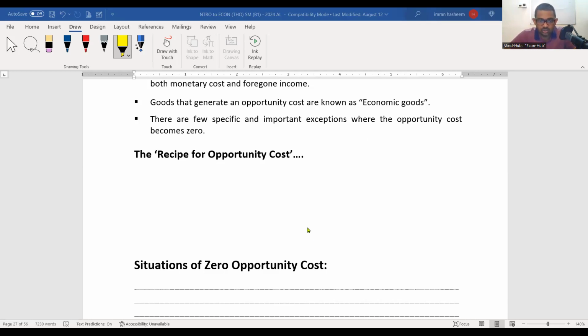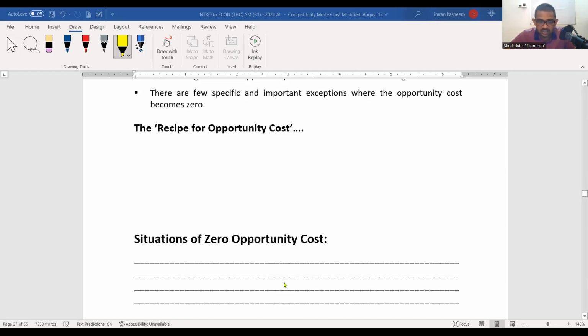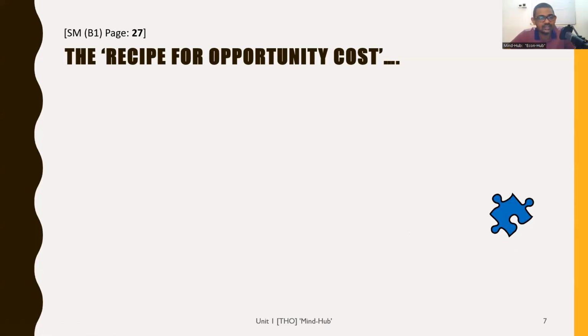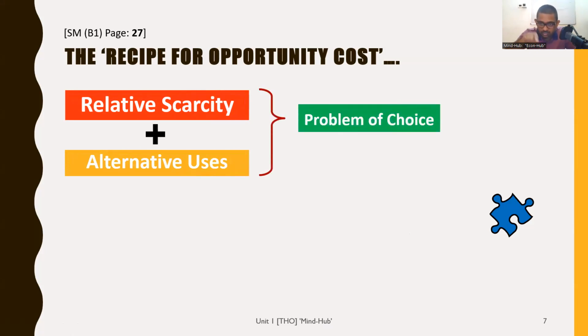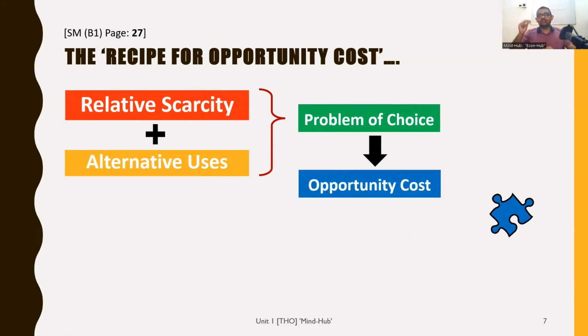Right, done. So you can quickly draw this here. I'll take you to the slides. Yeah, virtual whiteboard, no? That's what we like to call it. Right. So relative scarcity plus alternative uses equals, I'm using the bracket, so equals problem of choice. When you face this choice, when you make this choice or trade-off, you end up with opportunity cost.